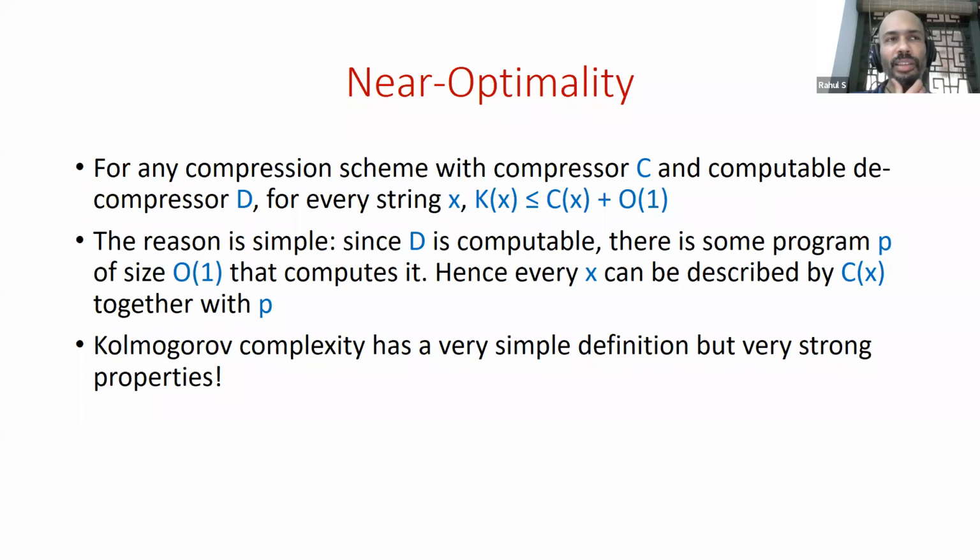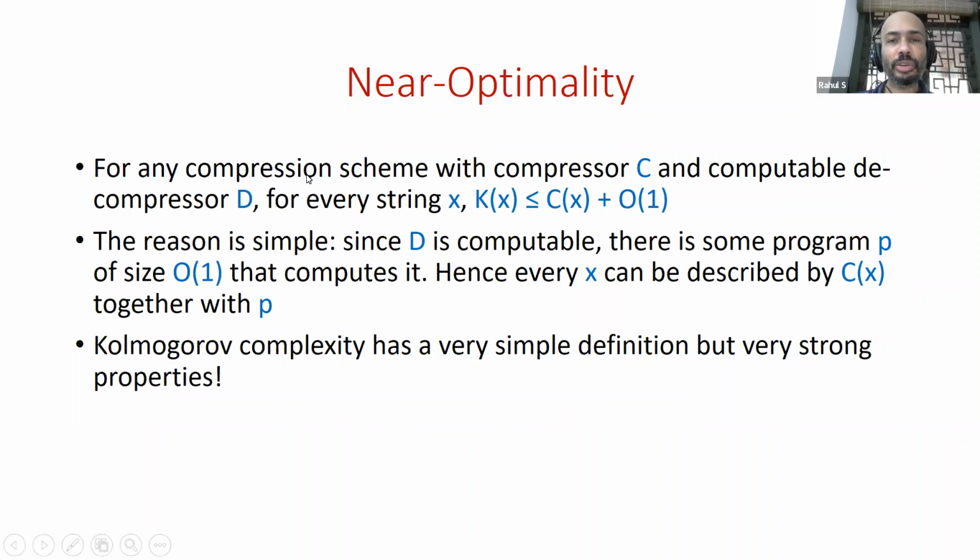And if you recall, we had three properties that we wanted. We wanted the compression scheme to be optimal or close to optimal. And ideally, we wanted an efficient compressor and an efficient decompressor, or at least a computable compressor and computable decompressor. And we said we were going to prioritize the optimality property.